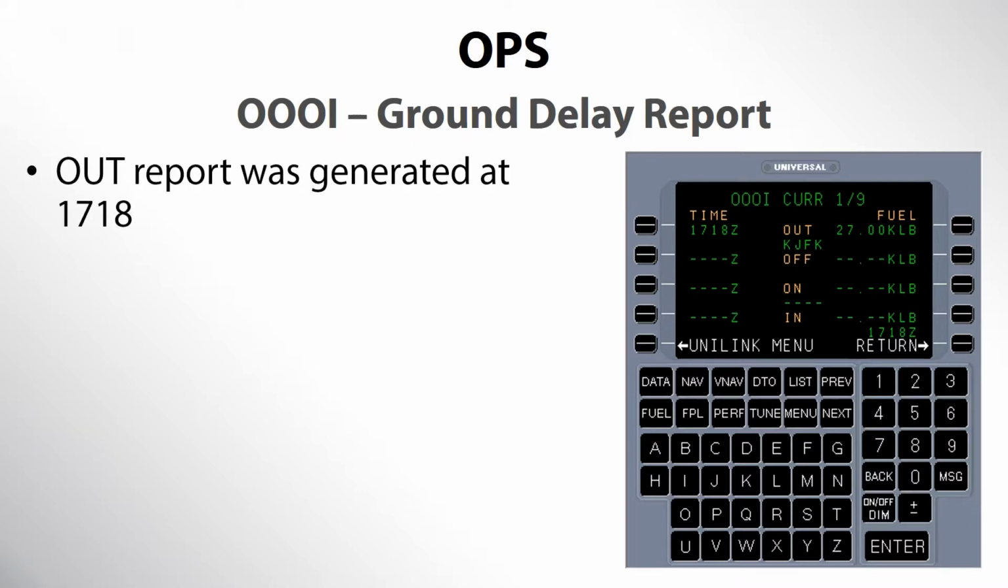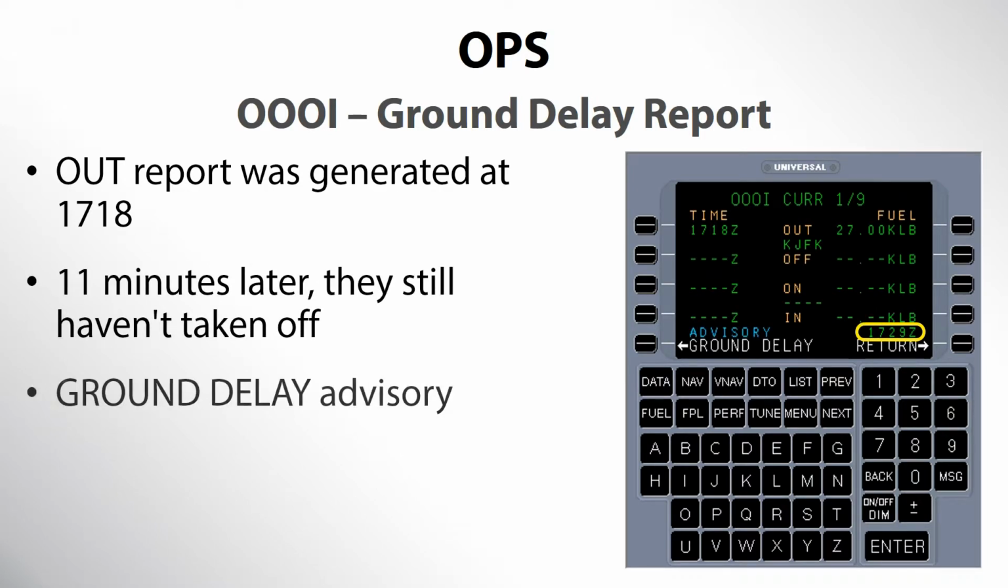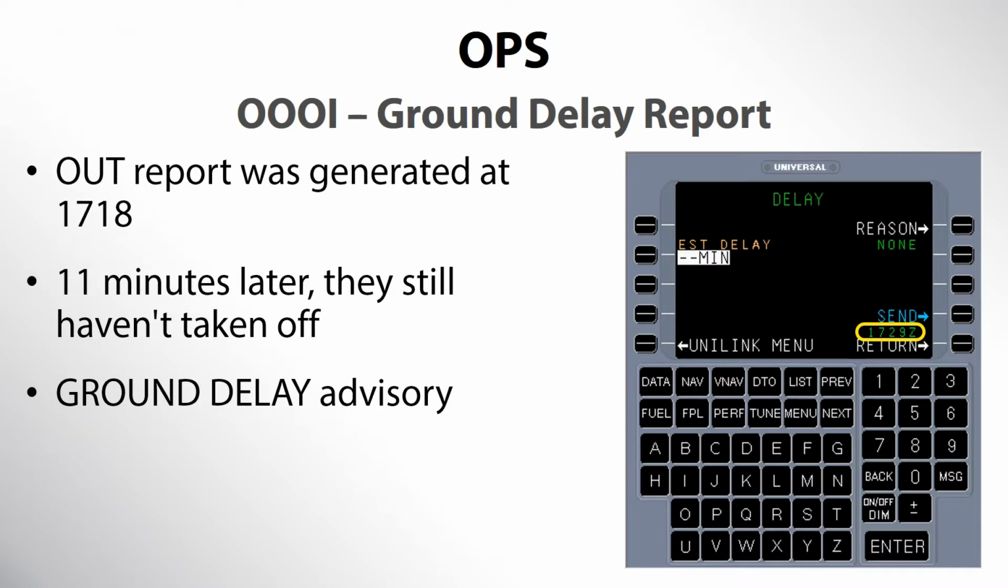You can see here that the out report was generated at 17:18. By 17:29, for whatever reason, the aircraft has still not yet taken off. So Unilink will initiate the ground delay advisory. Pressing this line select key will display the delay page. The crew can send a delay report by filling in the applicable information.